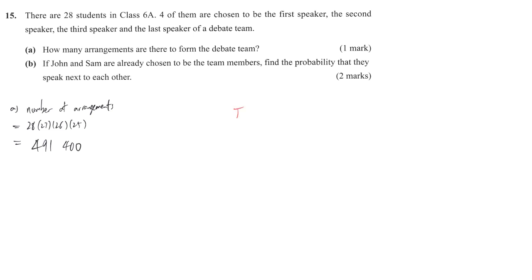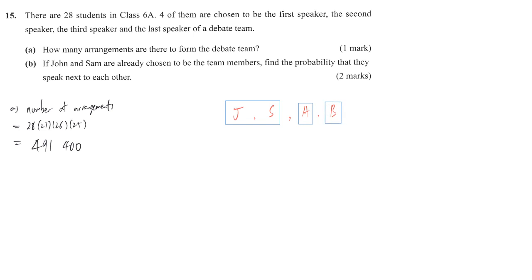So maybe the 4 speakers are John and Sam, and then 2 more, maybe A, B, we don't really care about it. But anyway, we already chose 4 persons here as the speakers. And then we are going to find the probability that John and Sam stay close to each other. There are many ways which make sense to think about it. One of the mainstream methods is we consider J and S as a single block, and then the other items are also blocks.